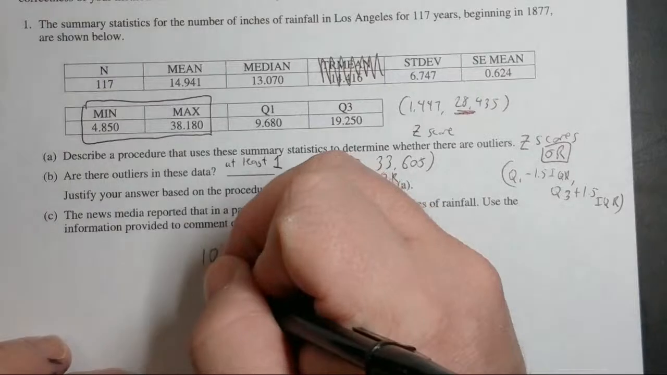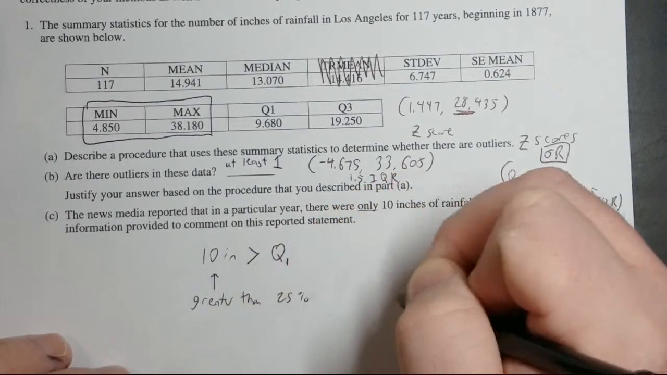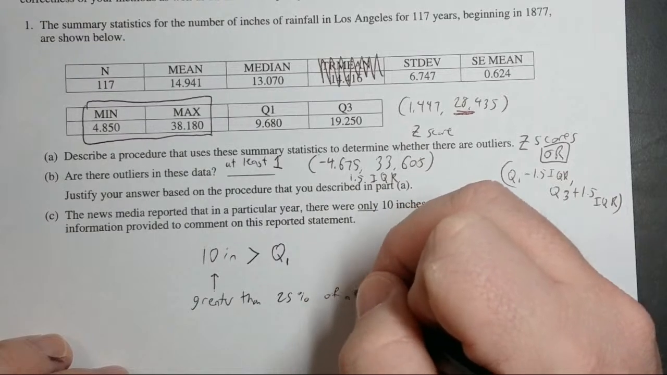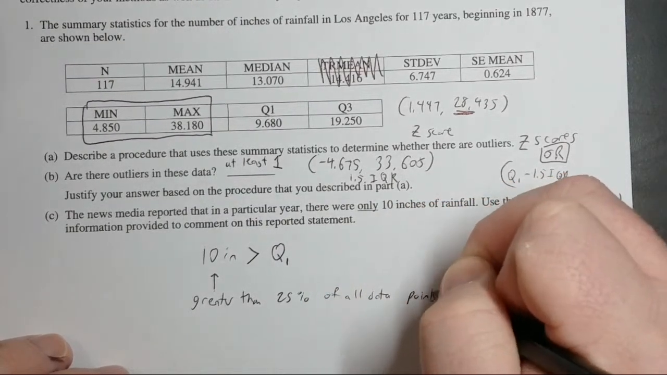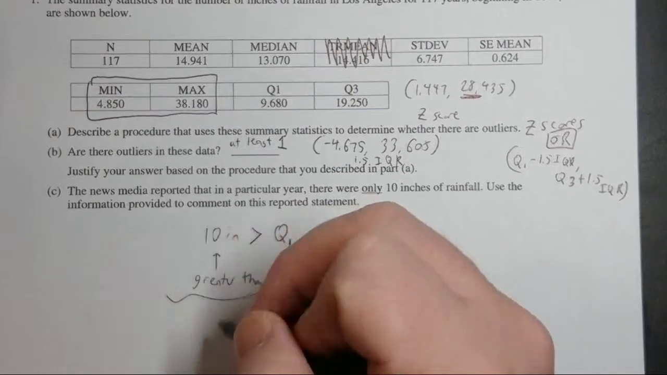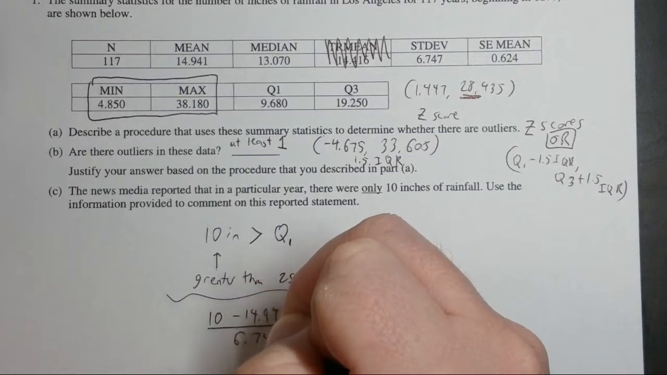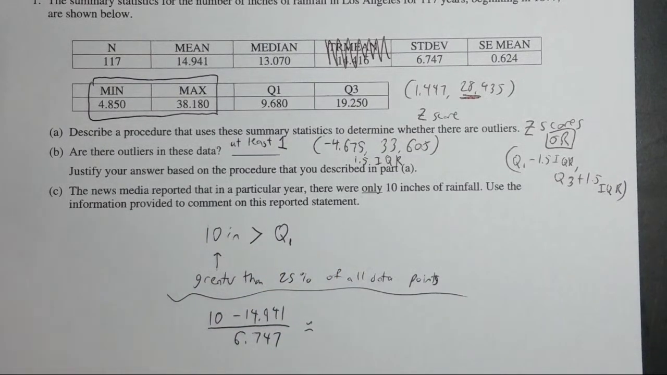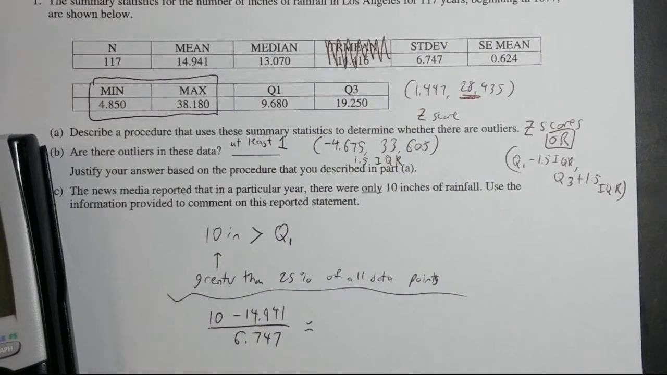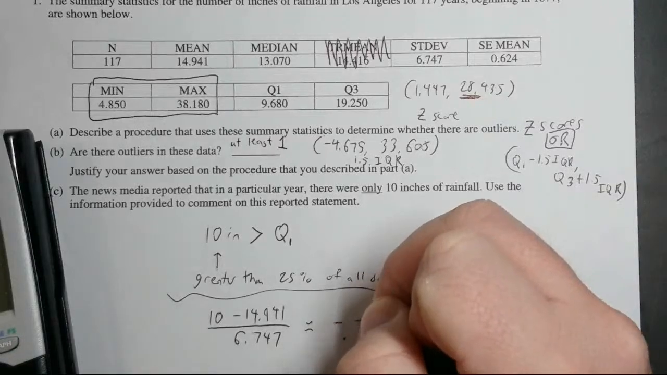Meaning that 10 inches of data is greater than at least 25% of all data points. That's not unusual. It's in like the 25th percentile or more. That is not unusual. You could also do the z-score calculation if you wanted to. You could do 10 inches minus 14.941 divided by the standard deviation. Let's see what that calculates out to become. 10 minus 14.941 divided by 6.747. Boom. That is approximately negative 0.732.